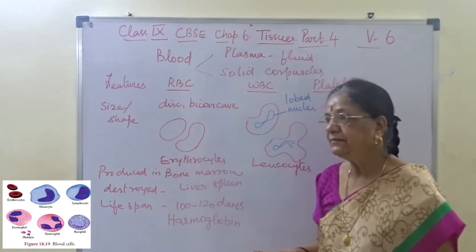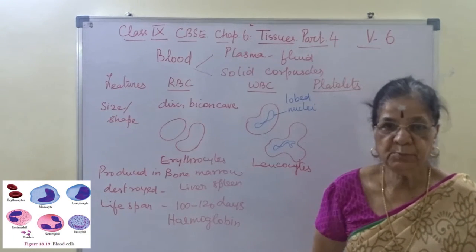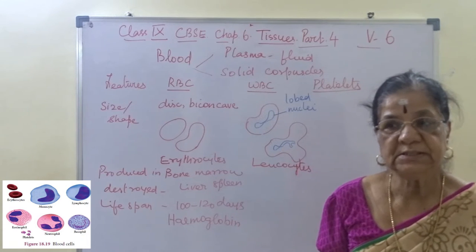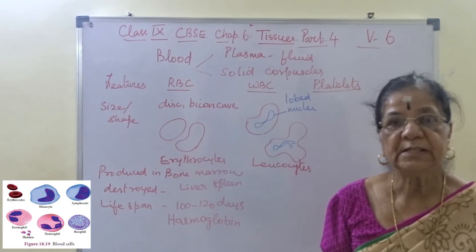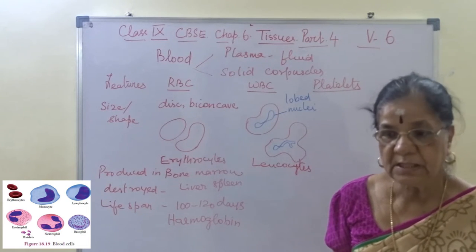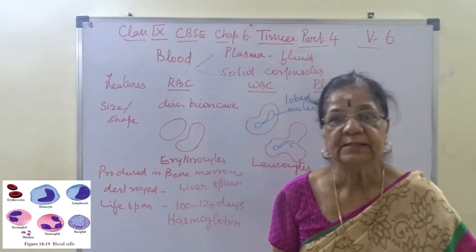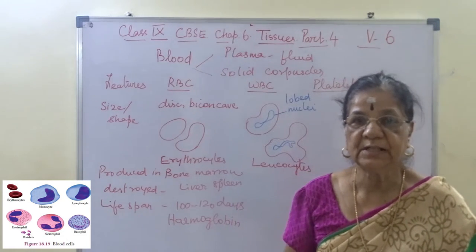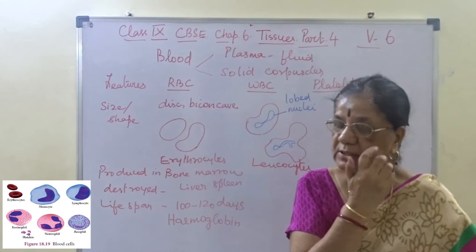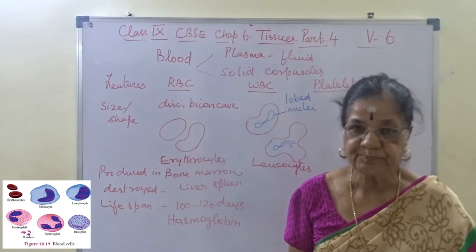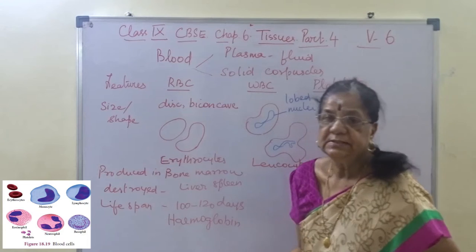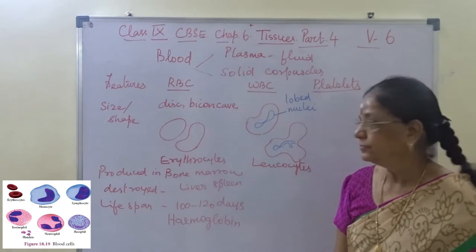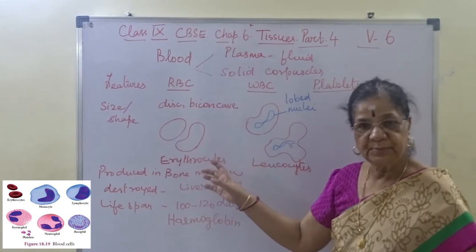It has a red pigment, hemoglobin, which carries oxygen. Oxygen is inhaled in the air, so that oxygen combines with the hemoglobin in the blood, and that is carried to the lungs for exchange, and then it is circulated. That oxyhemoglobin combination is due to the presence of the hemoglobin pigment. I hope you understand. So this is for the RBC.